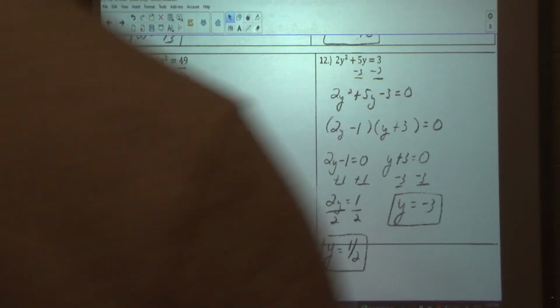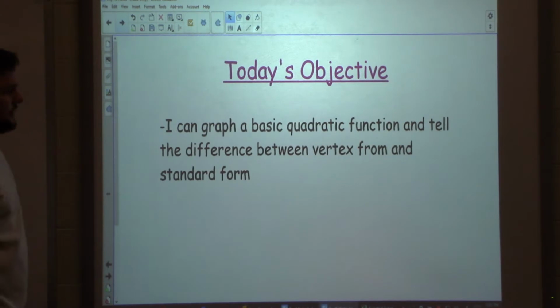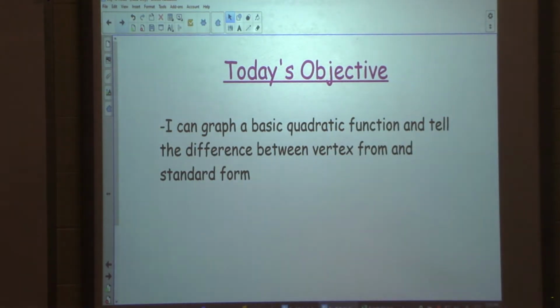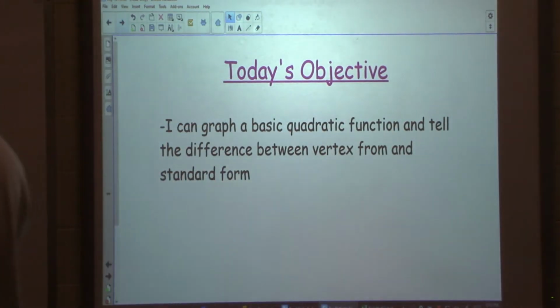Alright, so today we're talking about graphing quadratic functions, basic ones, pretty easy. There's a couple different ways to do it. I'm going to show you one way. I may talk about another way, but the way I do it, I think is easier of the two. Up to you.